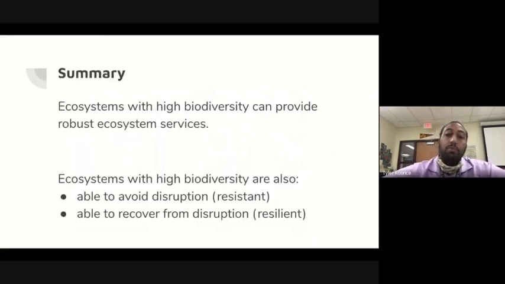So summary. We want ecosystems with high biodiversity because they're going to allow us or give us more of those ecosystem services. The higher the biodiversity, the greater those ecosystem services that we can receive. And another thing is if we have a place that has high biodiversity, if some kind of human or other disruption happens, they're going to be more resistant to that disruption and not just get wiped out all in one go. And once that disruption happens and is gone, there's a higher likelihood that they're going to actually be able to recover. So they're going to be more resilient and more able to kind of roll with the punches if something like that happens.